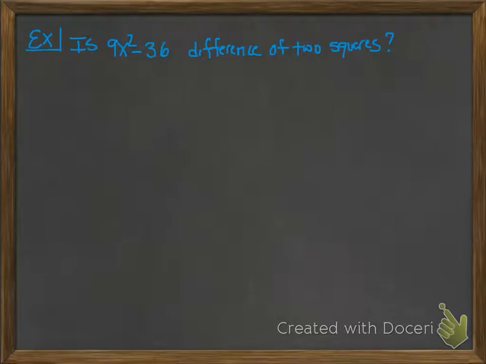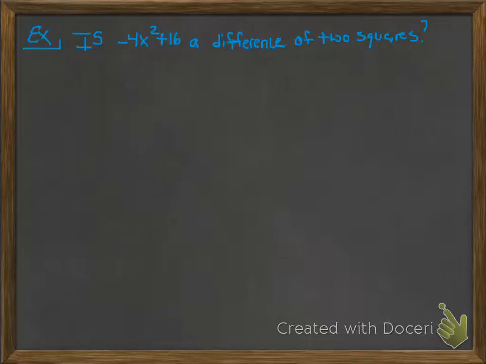So, is this a difference of two squares? Well, is 9x squared a square? Well, 9x squared can be written as (3x) squared, because remember, you distribute that square. So yes, that's a square. Minus, and 36 can be written as 6 squared. So this is a difference of two squares, because it's (3x) squared minus 6 squared. So our answer would be yes.